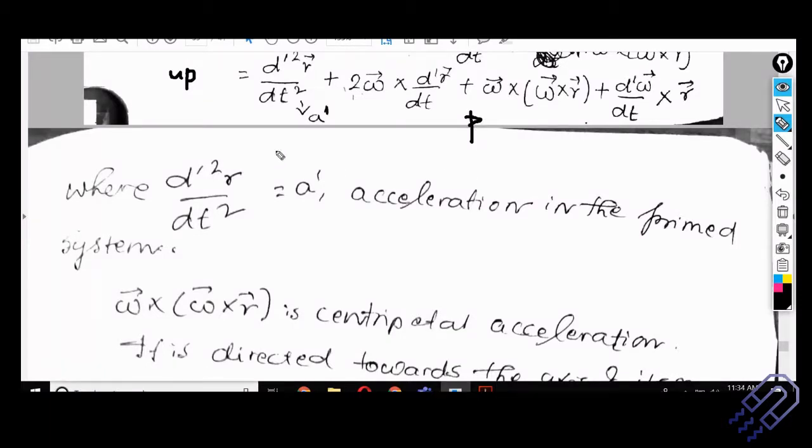In the primed part, we saw that if you write down the acceleration, there are 4 parts to it. First term is the acceleration of the primed system. The second term is basically the centripetal acceleration. This is the Coriolis acceleration, if you remember. And then this part is nothing but the acceleration of the primed frame with respect to the unprimed frame. So these were the 4 things that we have seen.